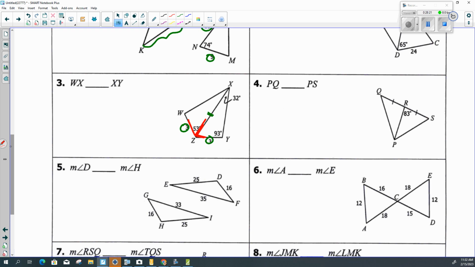They gave me just enough information here, so just keep in mind 180 degrees is always the angles in a triangle. So you can subtract the 93, you can subtract the 32. Damon says it's 55, so which side will be longer? XY or WX? XY, because it's opposite the bigger angle. XY.